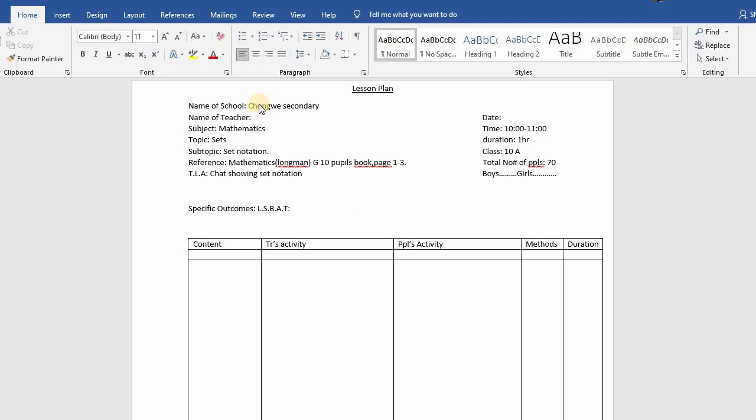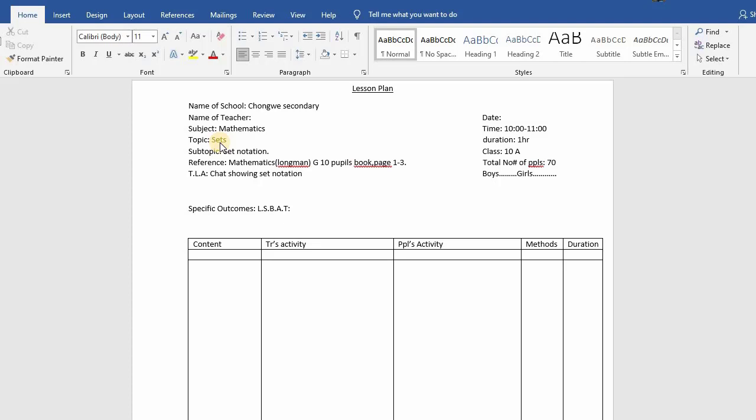So the first thing that you find on a lesson plan is the name of the school where you go to. For example, if you go to Chongo Secondary, here you are supposed to write the name of the school, then you indicate Chongo Secondary. Then this section for name of the teacher, you indicate your name, and then you also indicate here the subjects that you teach. If you teach English, you indicate English. If you teach Zambian languages, you indicate Zambian languages. And in this case I have indicated mathematics because I'm a teacher of mathematics.